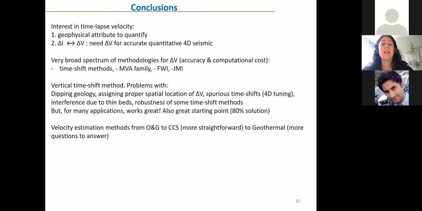And finally, I think we can agree that velocity estimation methods can be applied to CCS in a very straightforward way, and they have been. But for geothermal, we have more questions to answer and to prove that there is value to be had.